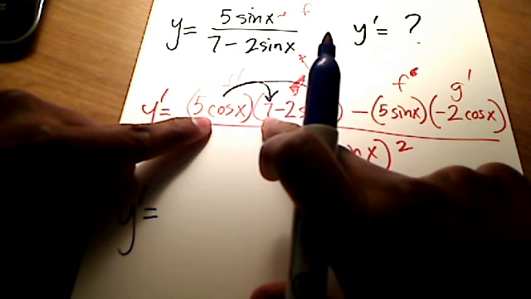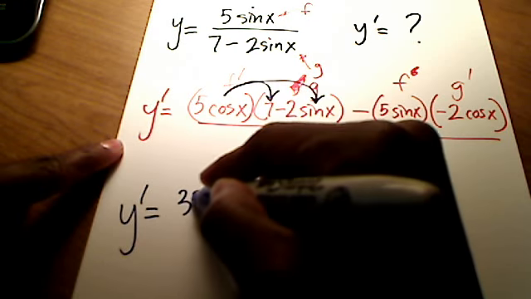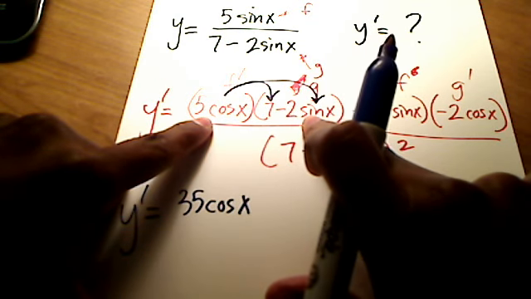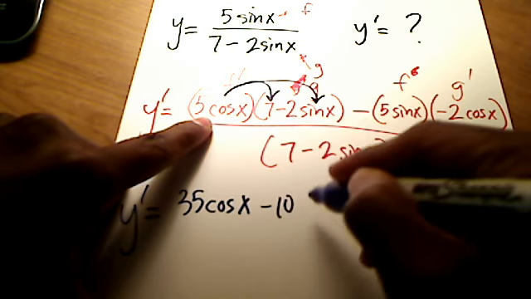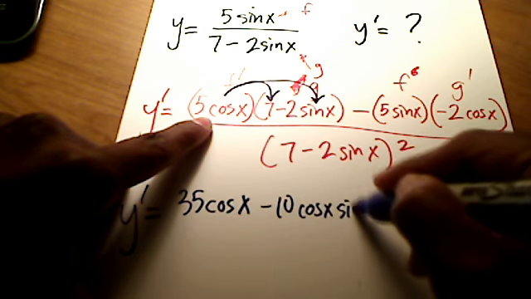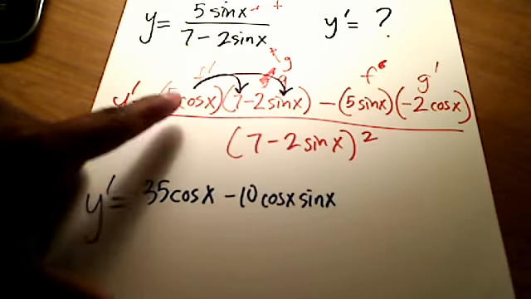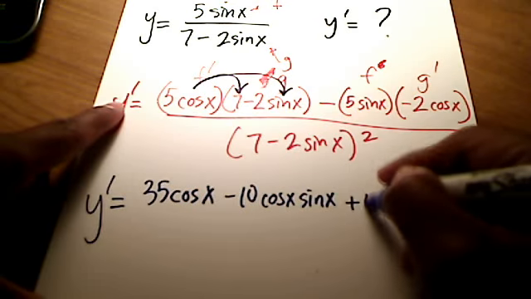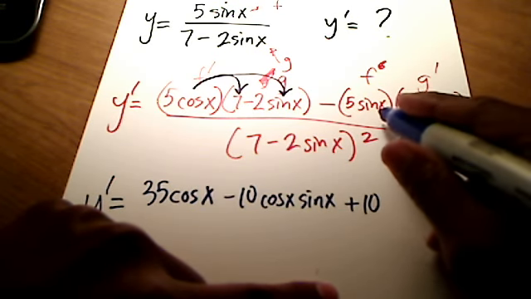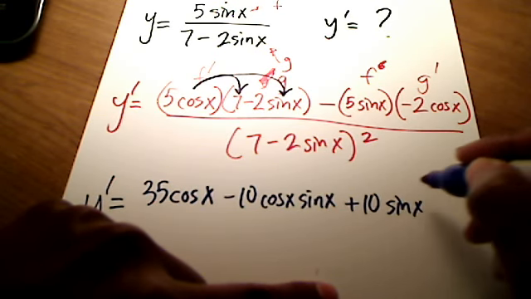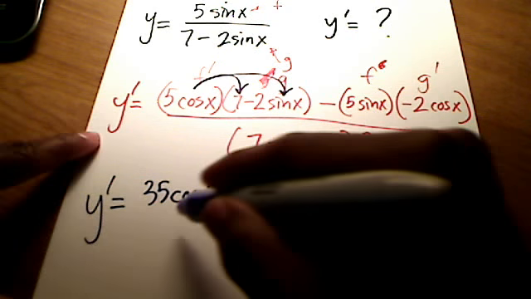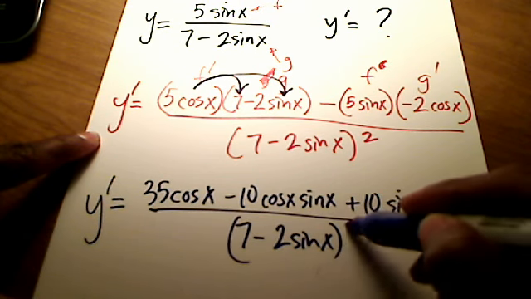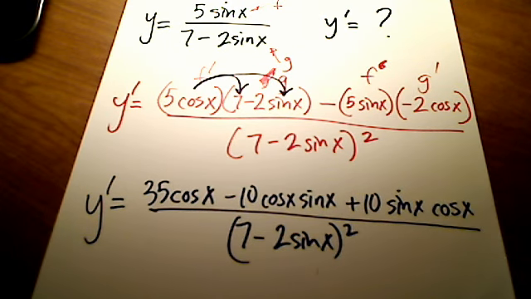I've got 5 cosine x times 7 is 35 cosine x. I've got 5 cosine x times a negative 2 sine x, which is a negative 10 cosine x sine x. Remember what we said over here: a negative times a negative is a positive, and 5 times 2 is 10, so this is plus 10 sine x cosine x, all over the same denominator, quantity 7 minus 2 sine x, all of that squared.